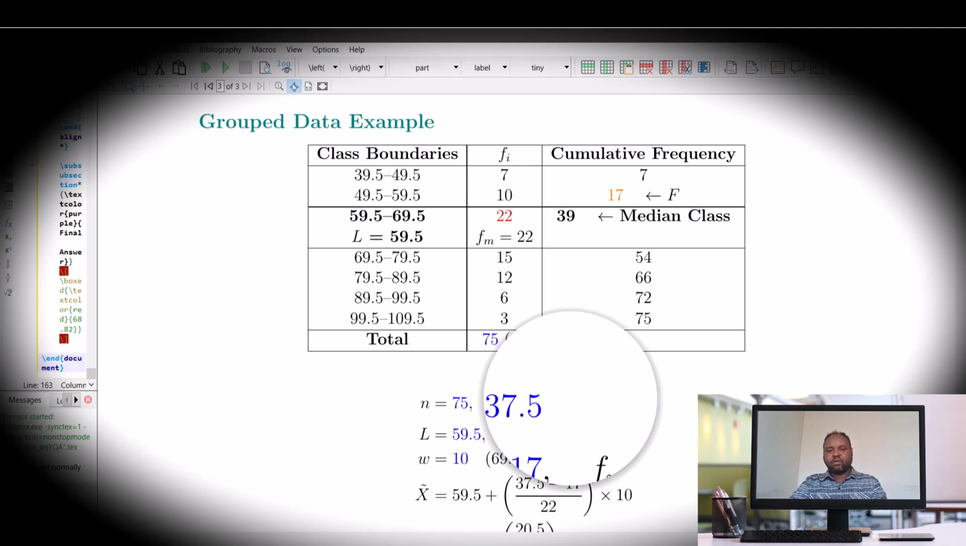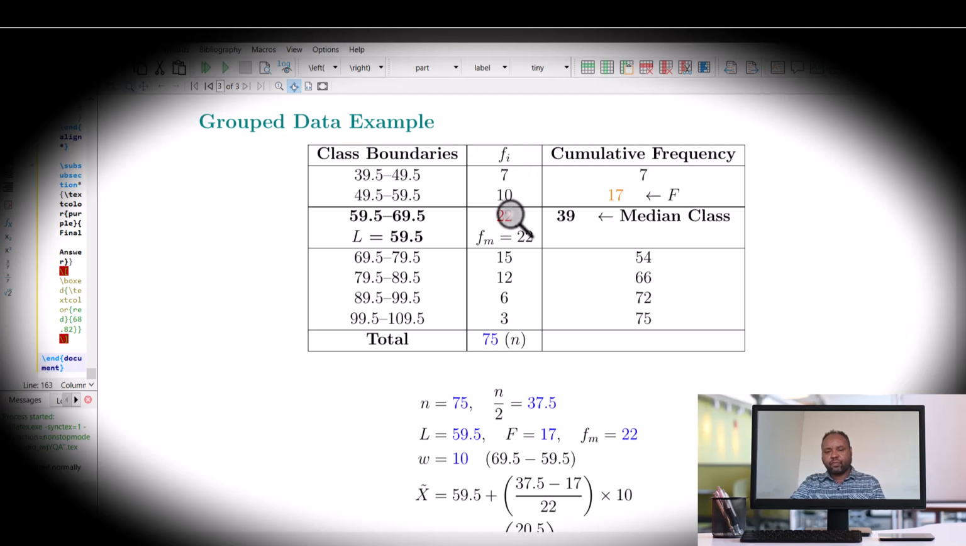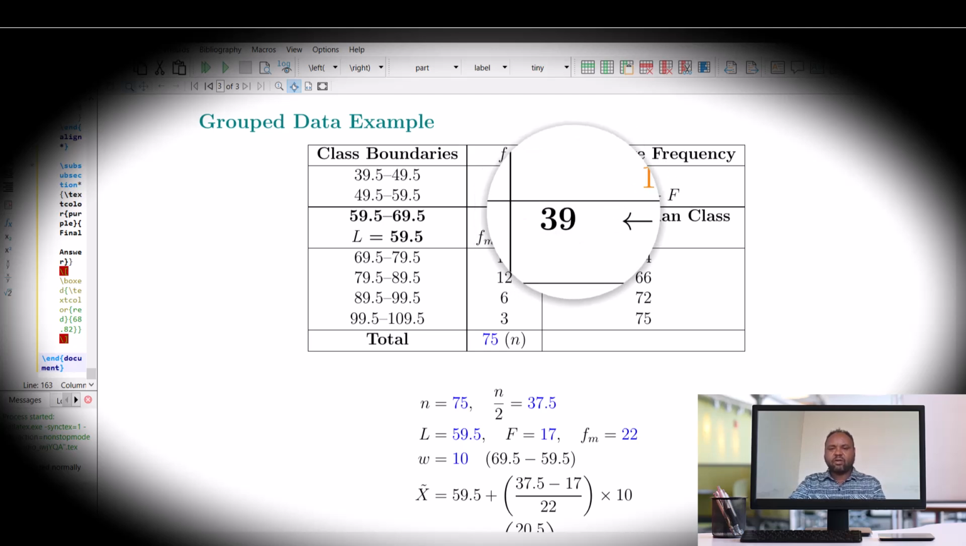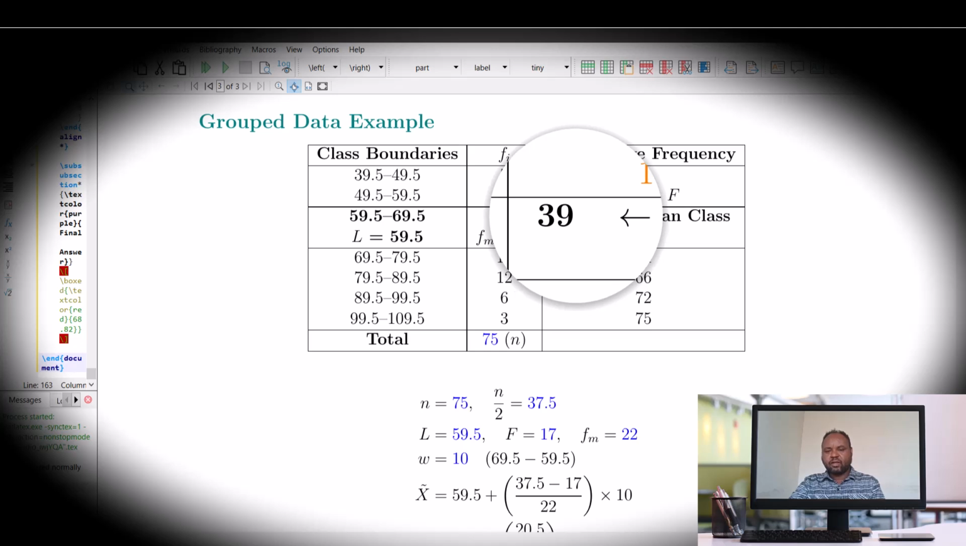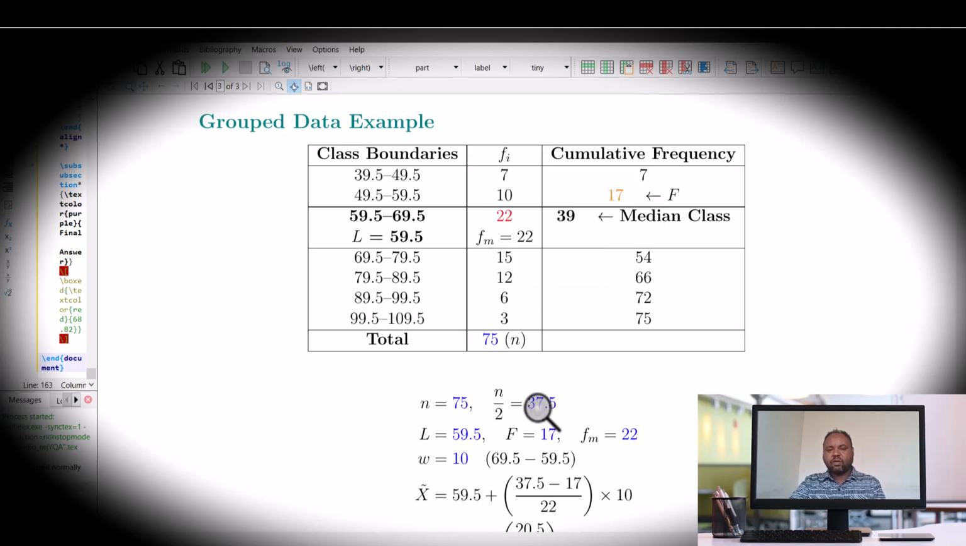37.5. Where is 37.5 found here, based on these frequencies, right? We begin from the lowest class interval, where the first class has a frequency of 7, and we add this 7 to the next class frequency, which is 17. 17 is less than 37.5. So we proceed to add the frequency of the next class, which is 22 plus 17, which is 39. So 39 is now greater than 37.5. So 37.5 is within this class, right?